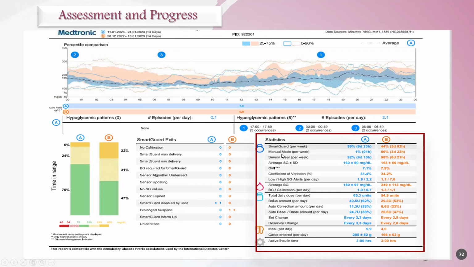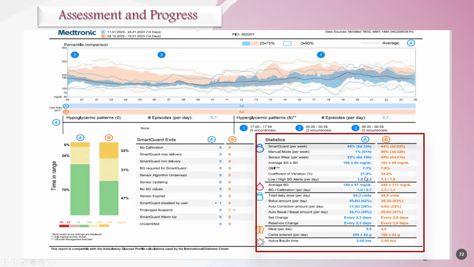Manual mode, he had one day. Sensor wear again: the same statistic we use when analyzing the previous CGM. Again, the sensor wear should be more than 80%. And here it will give you the average glucose with standard deviation. The average is around 160. Again, GMI, the glucose management indicator, is a predictor that looks like hemoglobin A1C. It says that if he continues with the same behavior over the coming 3 months, the A1C, if we check it in the lab, will most likely be around this number. So now 7.1, which is excellent.